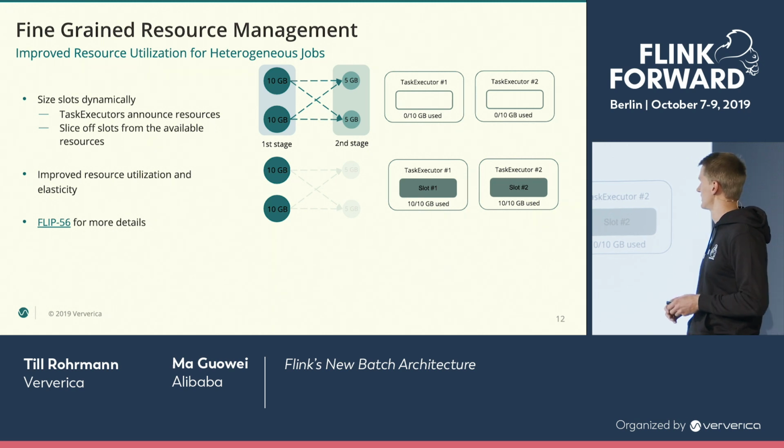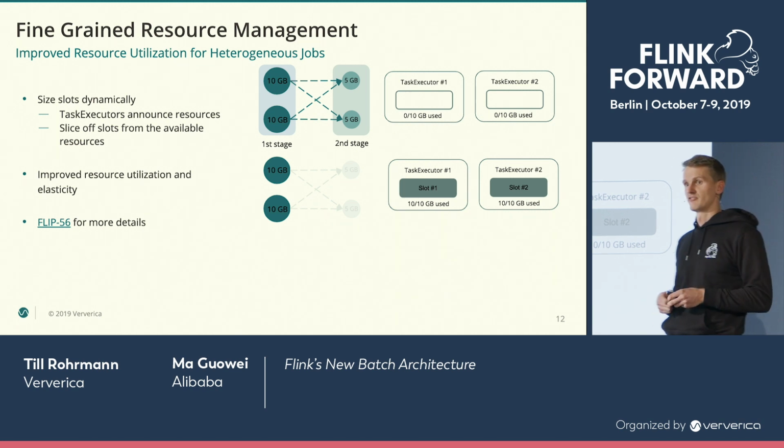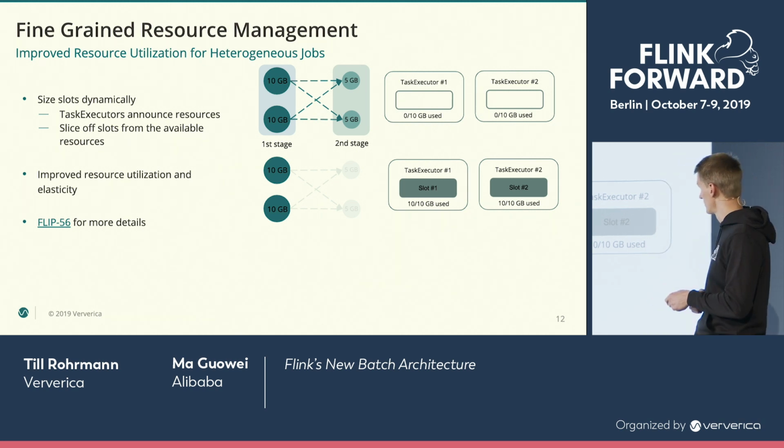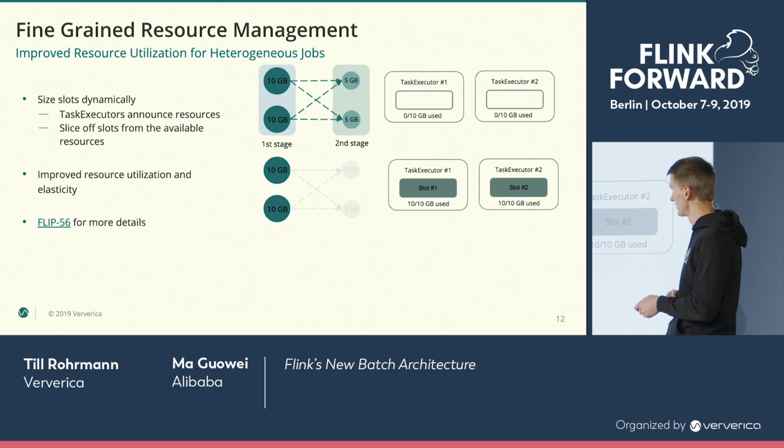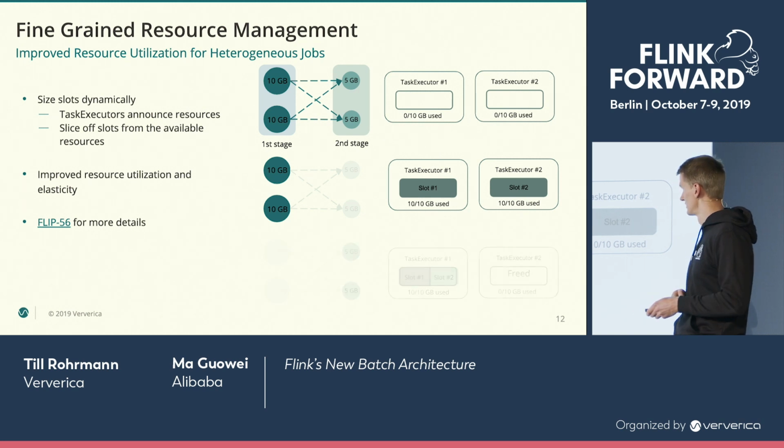So how would it look with this example? Again, when we start the first stage, we actually need both task executors, because both of them only offer 10 GB of memory. So here we would create one slot on task executor number 1 and another slot on task executor 2, and run the first stage.